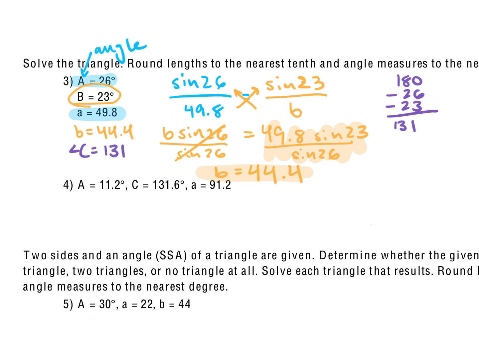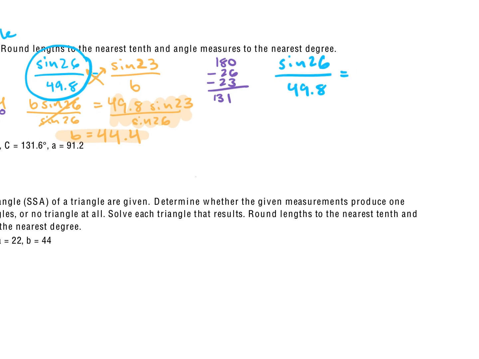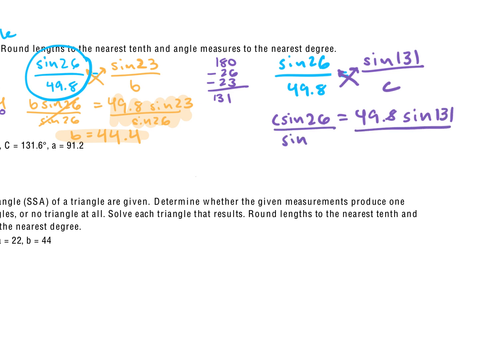How do we find side C? I've got to set up another proportion. So we're going to start with the ones that were given. We start with our sine. So sine of 26 over 49.8 is equal to, now we're going to use C to find side C. So sine of 131 degrees over C. We cross multiply and divide. So C times sine of 26 is equal to 49.8 times sine of 131. Divide both sides by sine of 26.